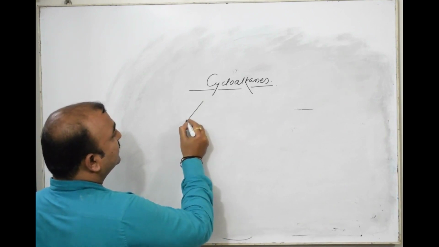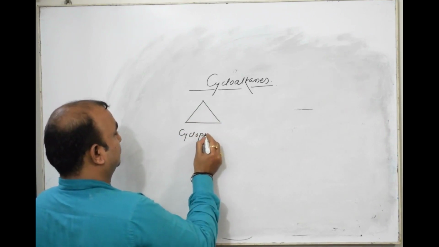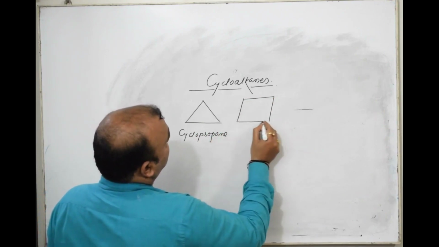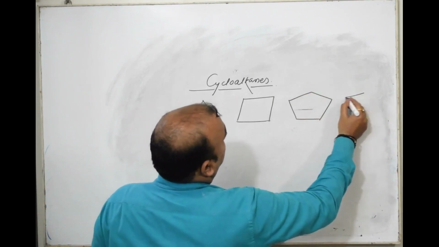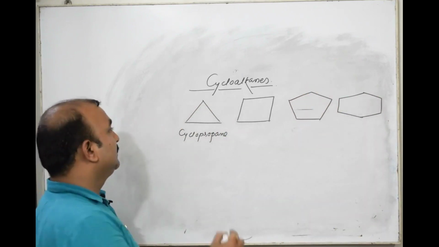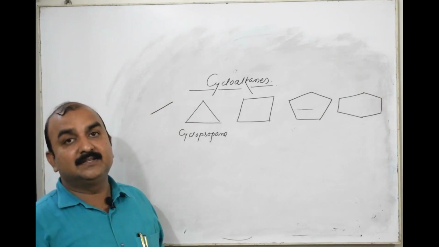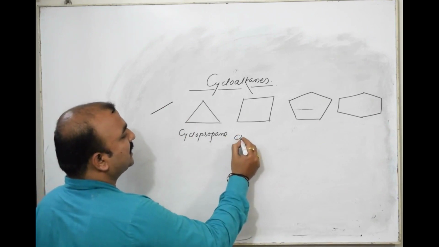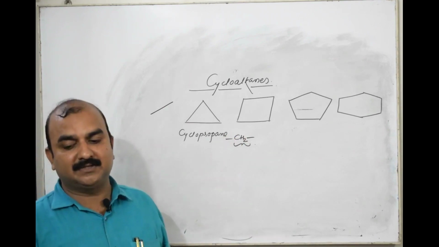Cycloalkanes, this is cyclopropane, cyclobutane, cyclopentane, cyclohexane. Two carbons cannot form a ring. That's why there is no such cycloalkane. Now, CH2s are known as methylene units. The CH2s are known as methylene units.